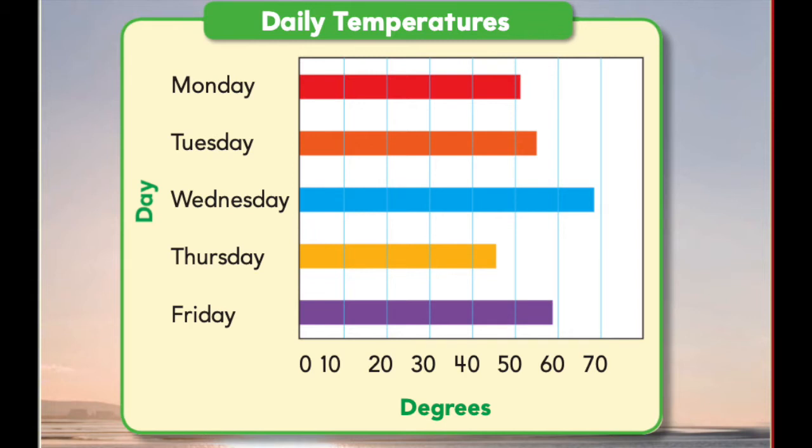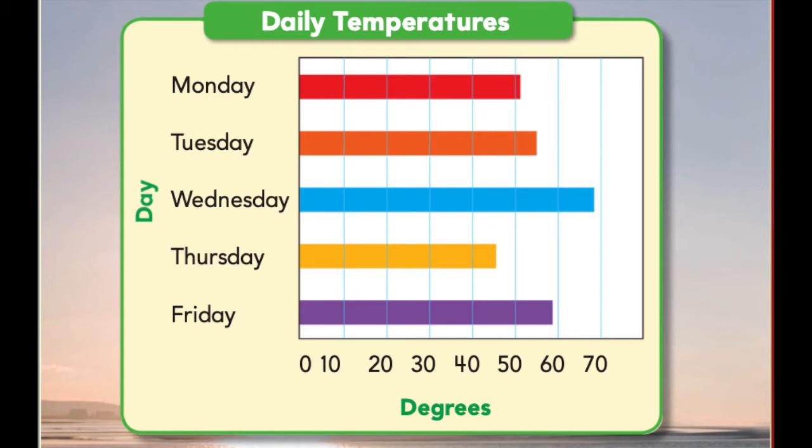Next, they want to know which day was the coolest. For this, I would look for the shortest line. The yellow line is the shortest. It goes halfway between 40 degrees and 50 degrees. The yellow bar is linked to Thursday, so we know that Thursday was the coolest day.